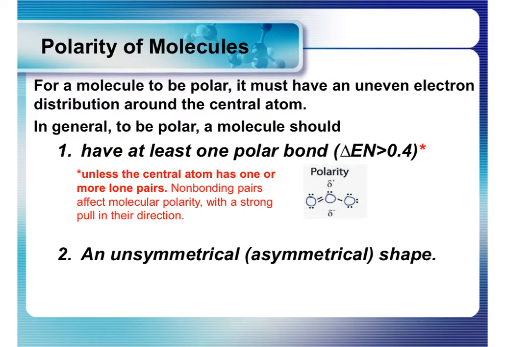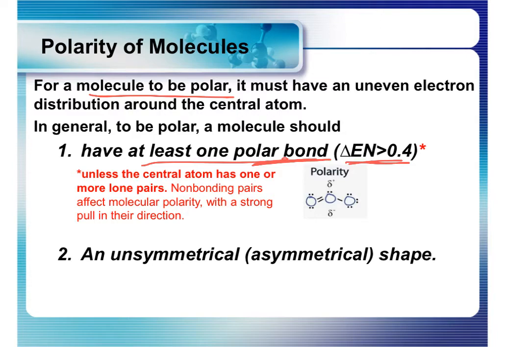All right, so we're going to start applying this. We're going to start drawing shapes of molecules and determining whether or not they're polar. So I want to give a summary of what the rules are for a molecule to be polar. For a molecule to be polar, number one, it must have at least one polar bond, a polar bond being defined as the elements making the bond having a difference in electronegativity of greater than 0.4.